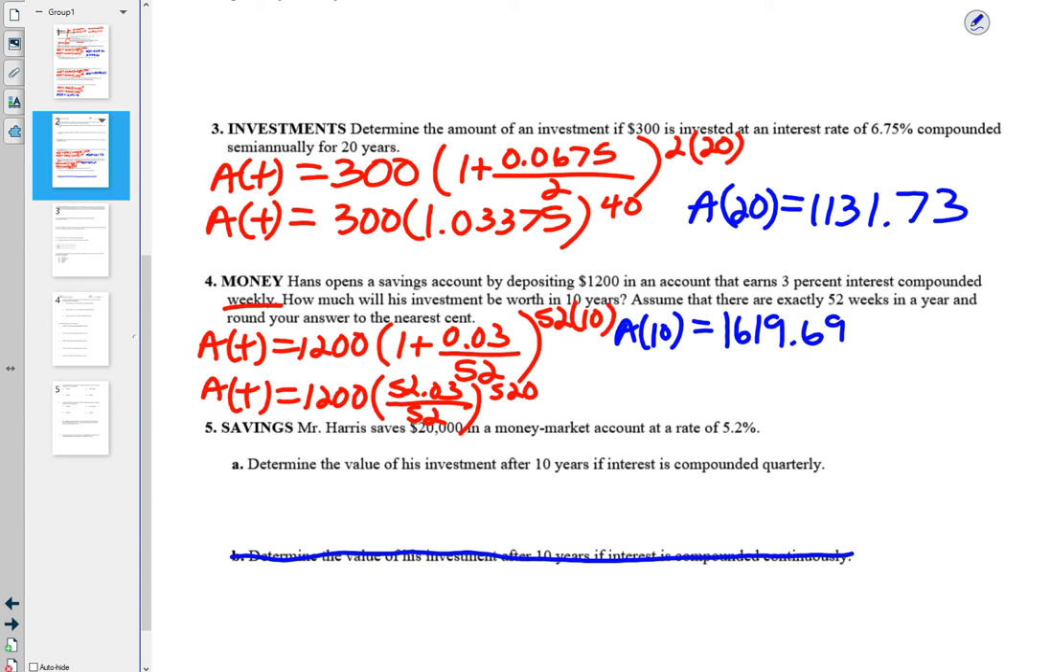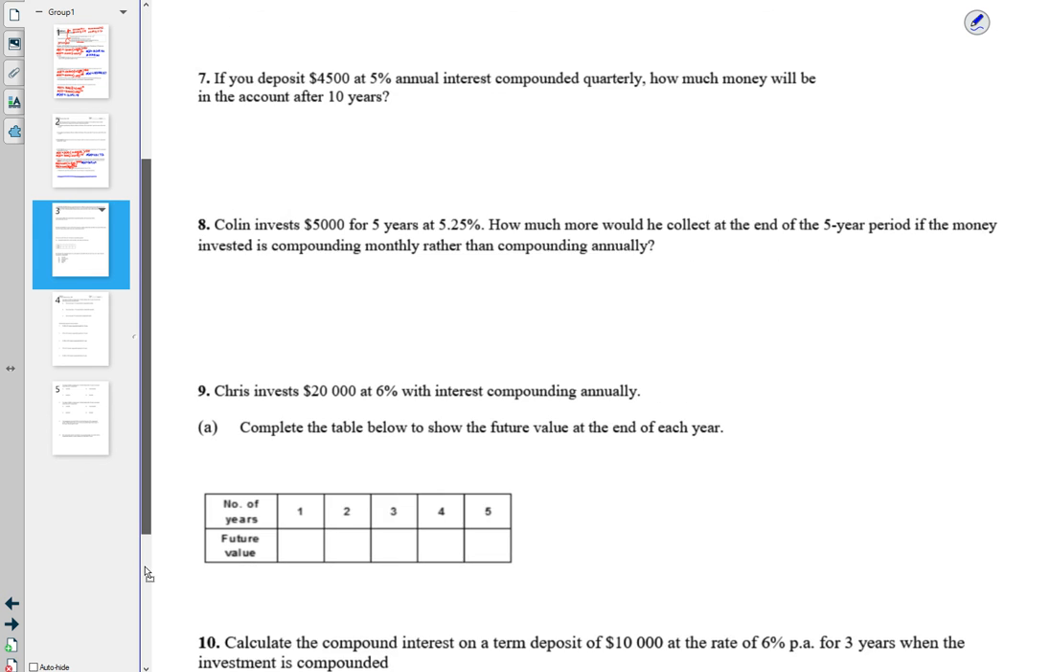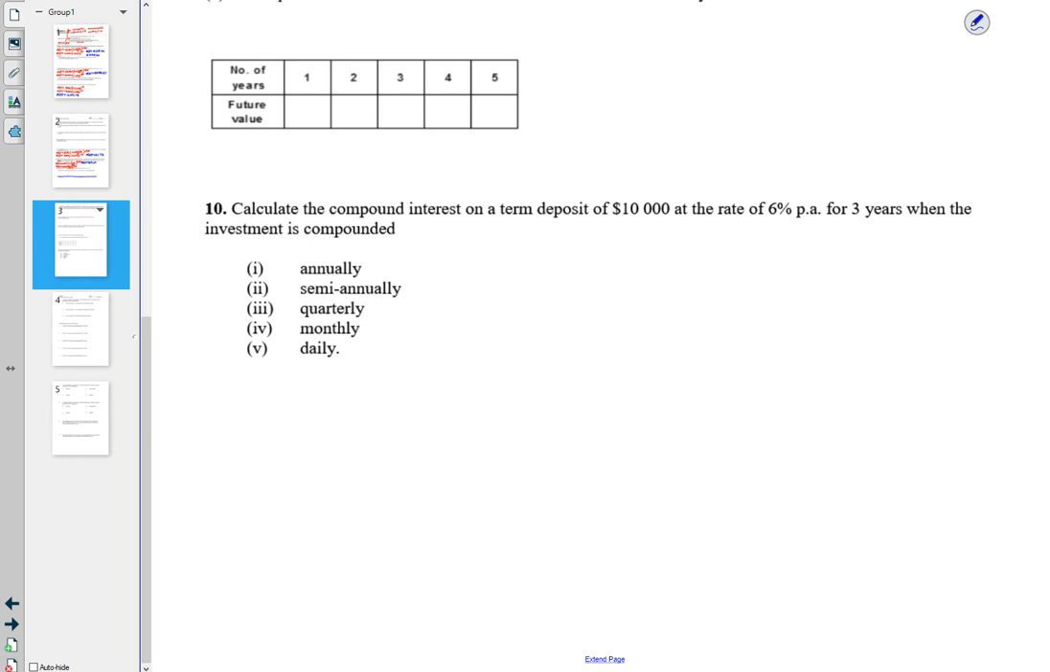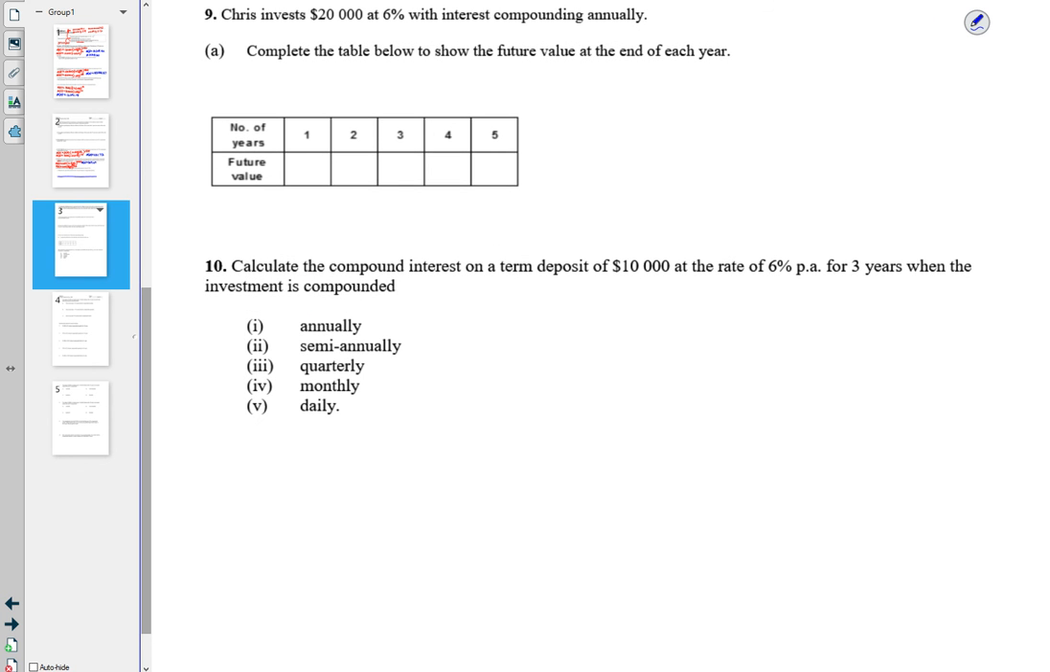Anybody get anything different? Okay, go to the next page. Just come to number 10. Let's do all of these quickly.